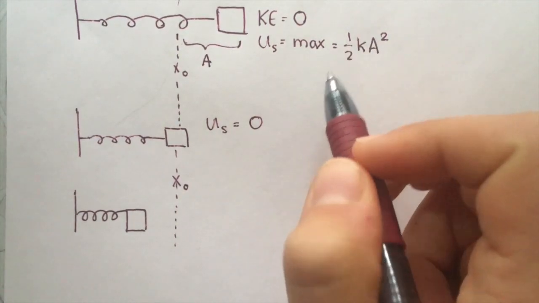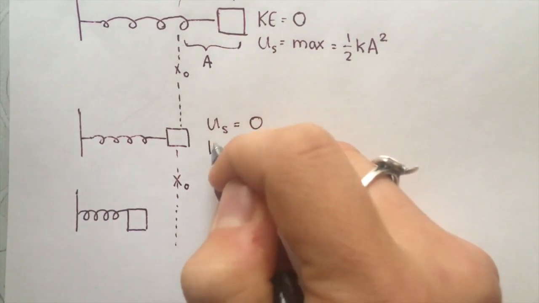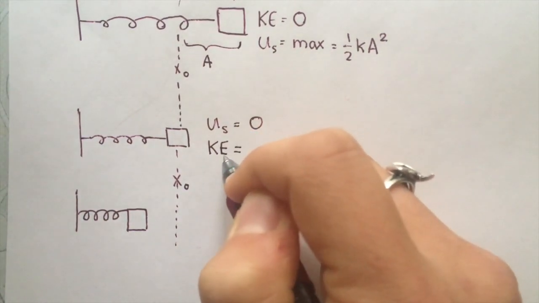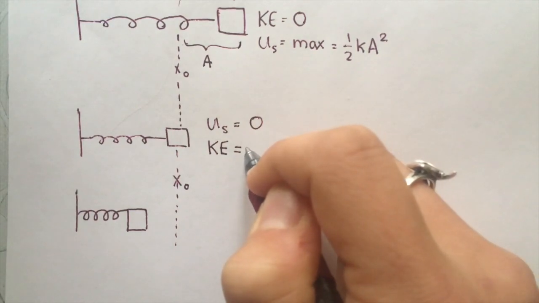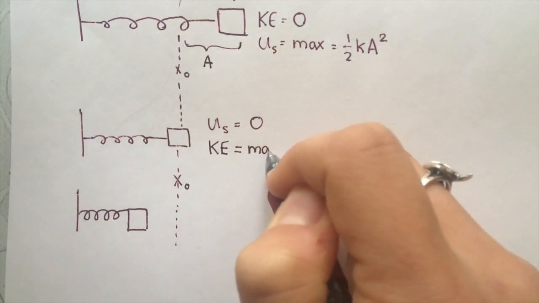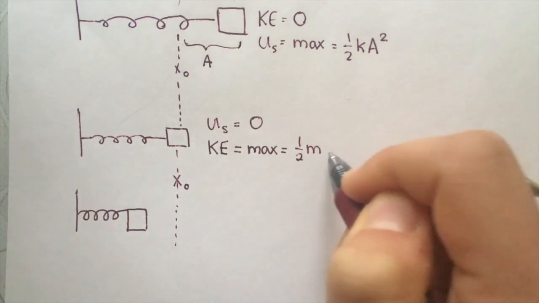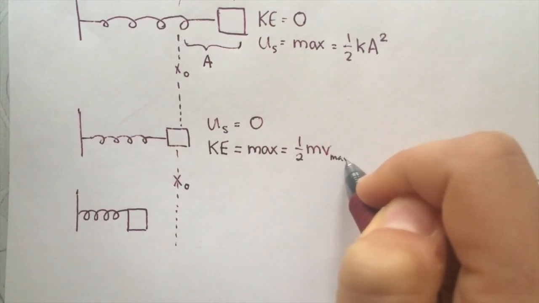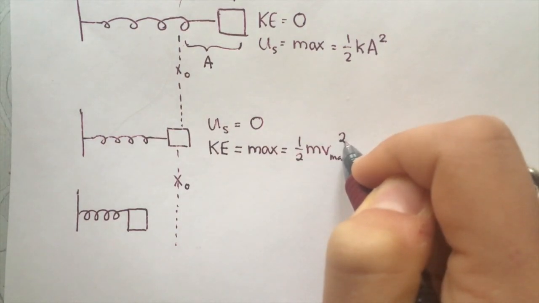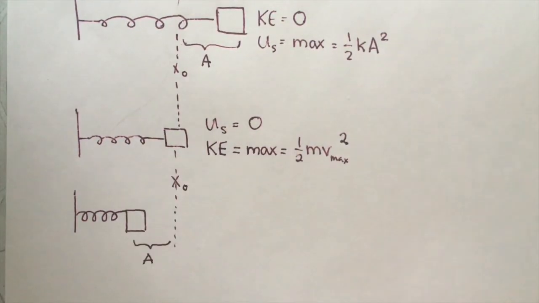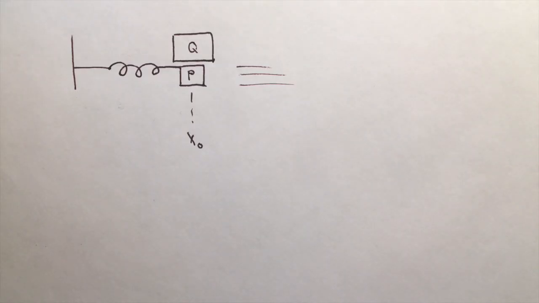However, all that spring potential energy that we had over here had to go somewhere because energy is conserved. So that spring potential energy became kinetic energy over here, and that means that the kinetic energy here is at its maximum value, and that equals 1/2 mv squared. Okay, and so the block will continue to the left and the cycle will continue.